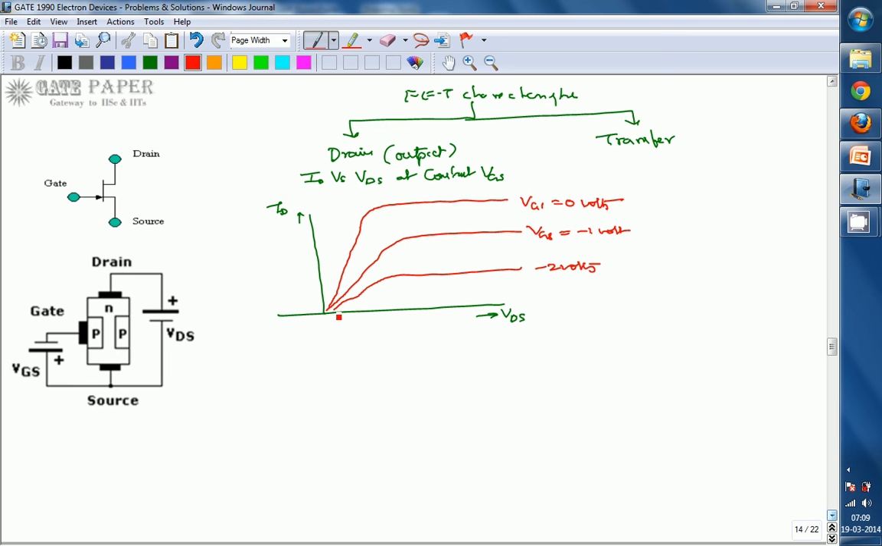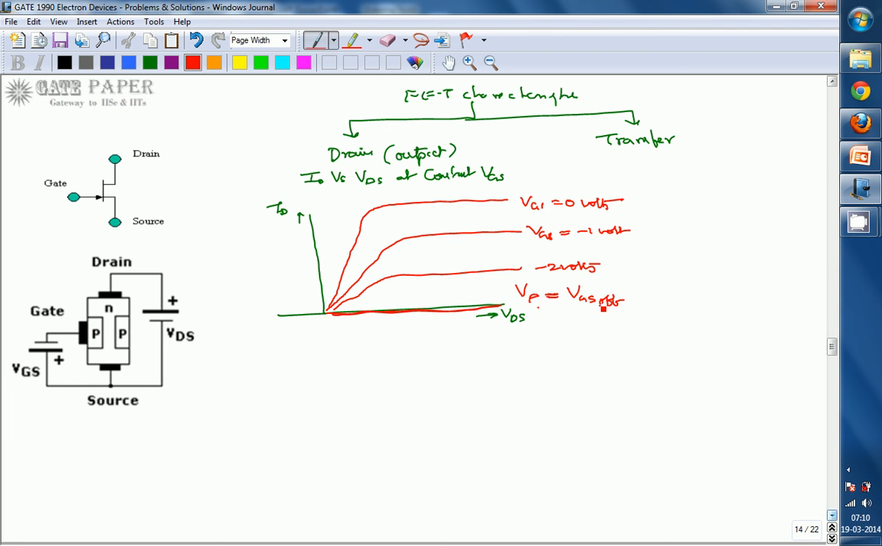If you keep applying more and more negative voltage at VGS, at one point the drain current may become 0 also. Whenever it becomes 0, that voltage is treated as VP, the pinch off voltage, or it is also called VGS off. Pinch off voltage or cutoff voltage, gate to source cutoff voltage, are both the same. Pinch off voltage and VGS off.